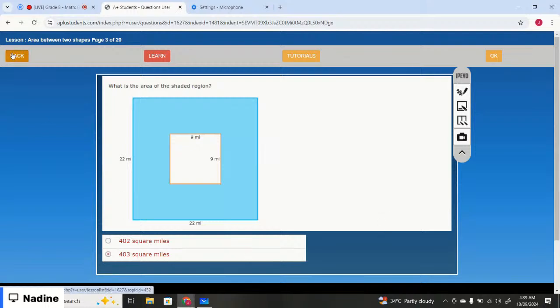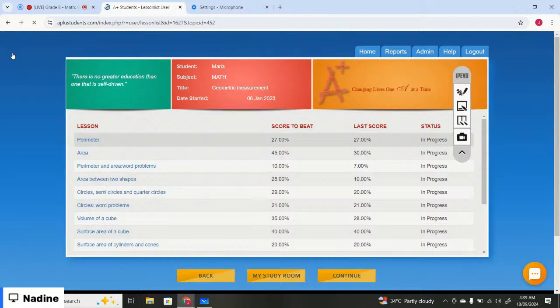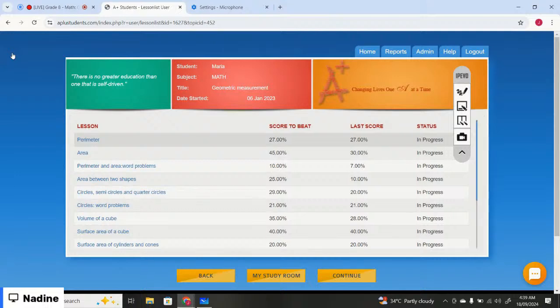Okay, you can complete the lesson by yourself later today. So we were working on grade 8 math. The chapter we were working on is unit of measurement, and the lessons we have covered today are geometric measurement, area, perimeter and area word problems, and area between two shapes.